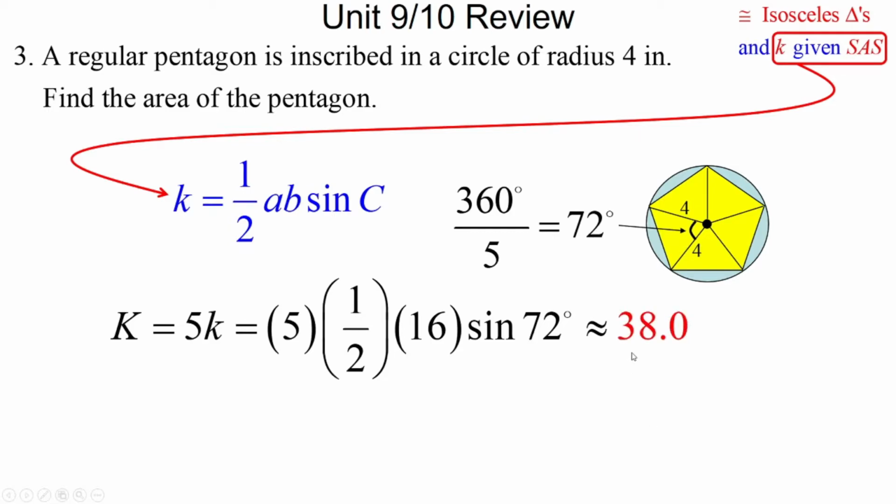38.0, and check, do we have units? Yeah, the radius is 4 inches right there. So the area of this entire pentagon right there would be 38.0 square inches. And if you just wrote a 38 there, that would be fine with me. So this area of a triangle given side angle side, you have a lot of use for that. All right. Without that, remember in geometry you had to find the apothem and all that stuff. There's a lot more work.